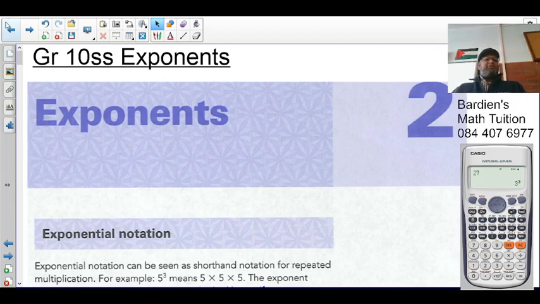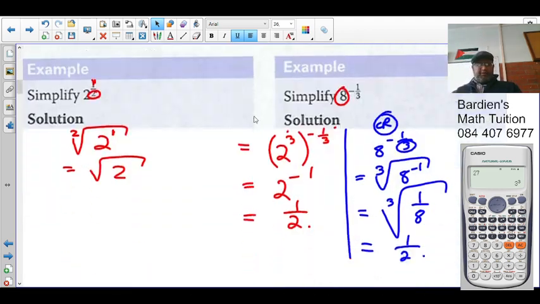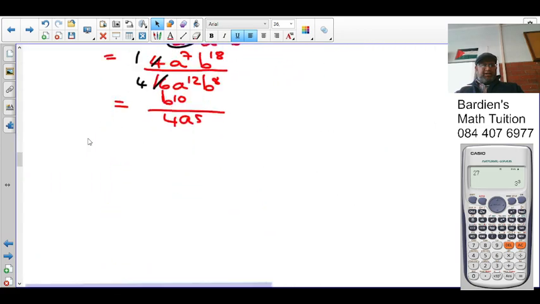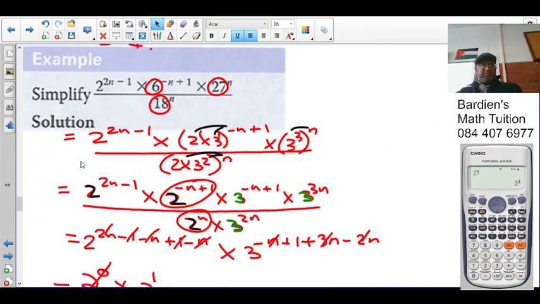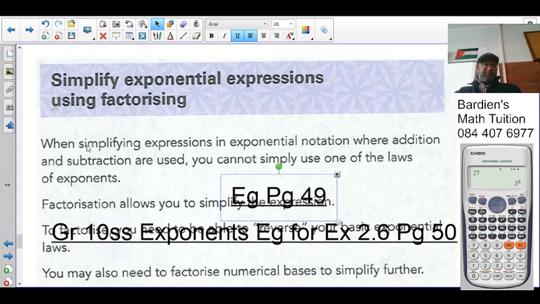Okay, good morning class. So today we're looking at exponents. The examples for exercise 2.6. Okay, so we're looking at exponential expressions. Let's see what the heading is there. Simplifying exponential expressions using factorization.